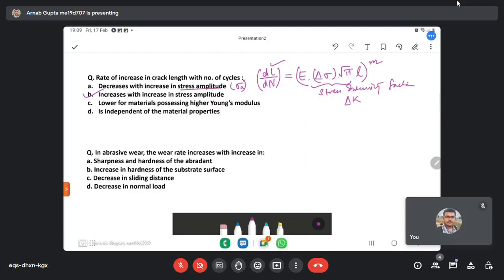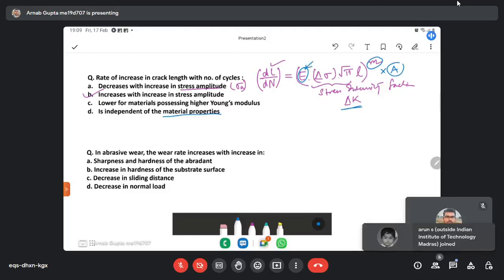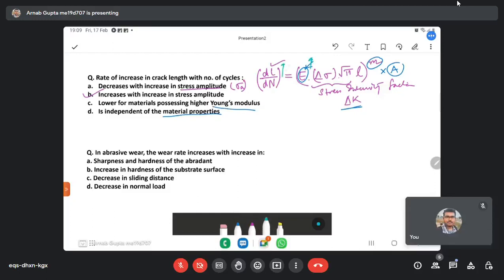And to incorporate the material properties, we also multiply it with another constant, say A. So this M and A are the material properties. The stress intensity factor is dependent on E, right? So this E is basically your Young's modulus, and as we increase the Young's modulus, this rate will also go up. Any confusion regarding this?